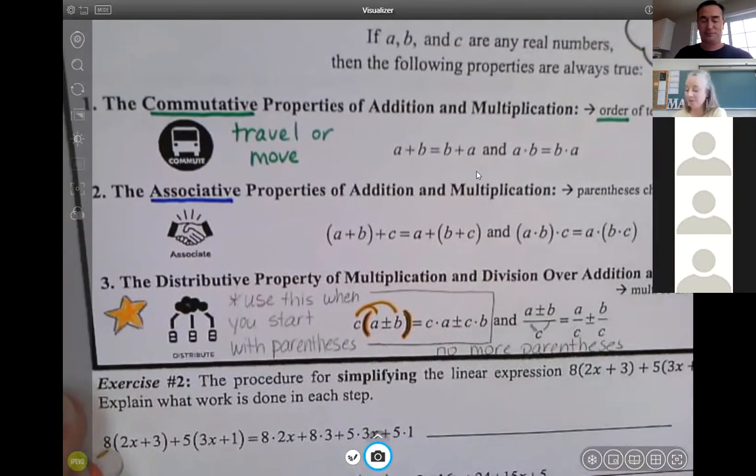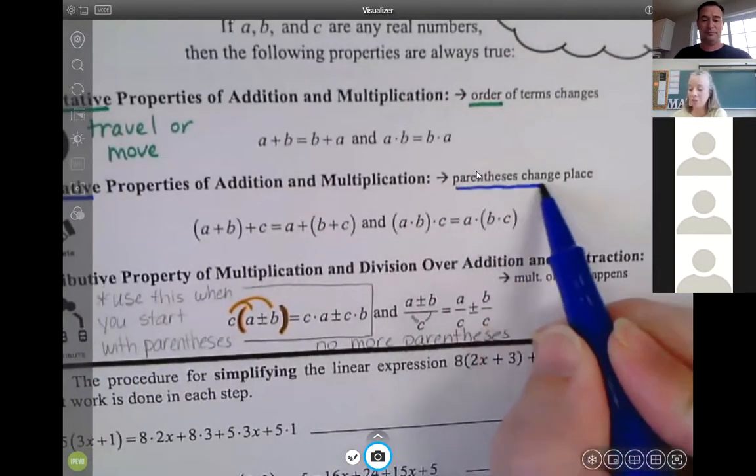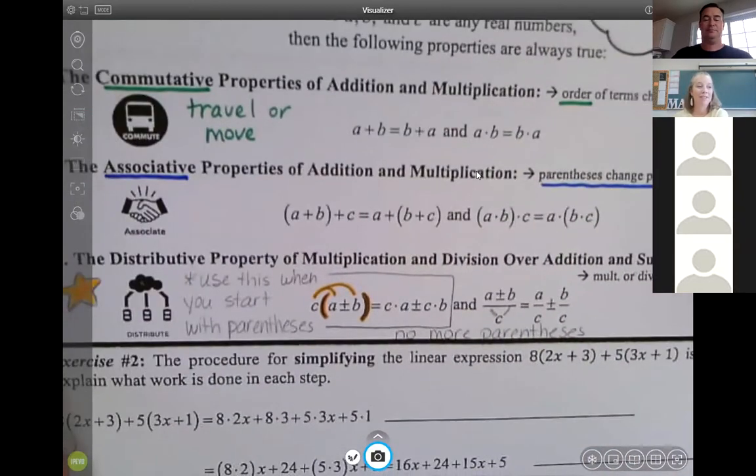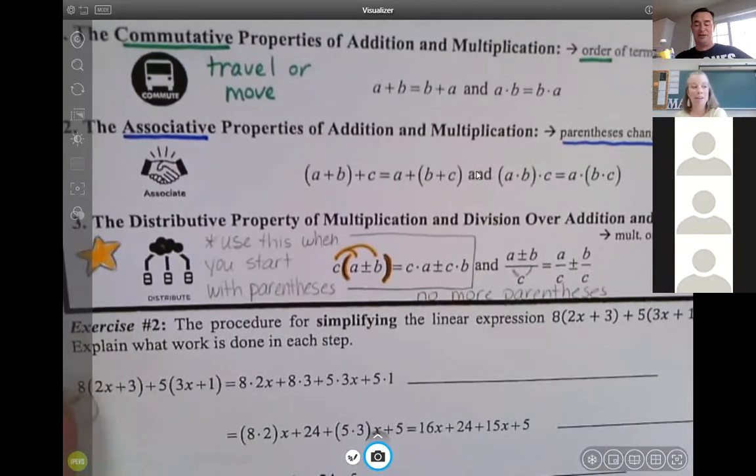Okay. All right, so parentheses change place. That's where we're at for associative. And you can draw your reminder if you'd like to. I'll maybe add mine later.